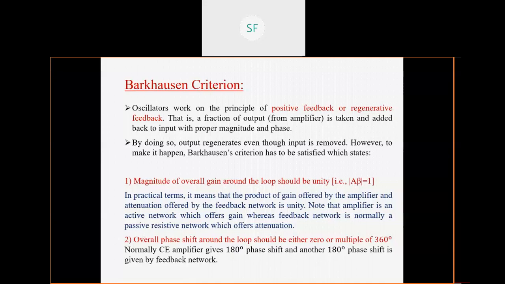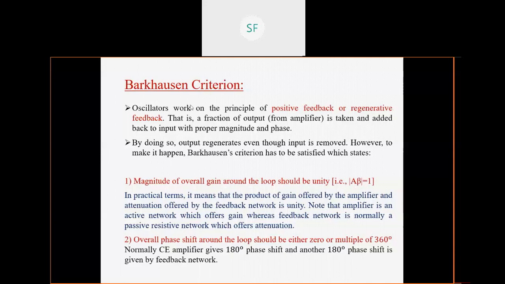So the phase shift introduced by your circuit, meaning the circuit you are using as an oscillator, the phase shift offered by that circuit should be either 0 degree, that means no phase shift is there, or if any phase shift is there, then that phase shift should be a multiple of 360 degrees. So this is the second condition.